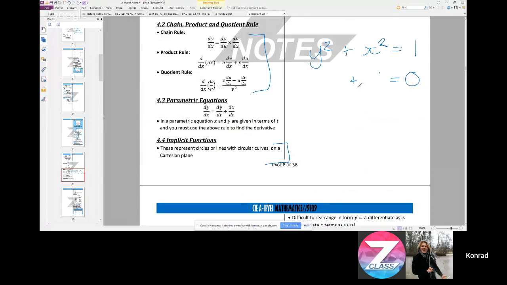No, it's 2x. Yeah? Oh yeah, when you differentiate, you bring the power down. Yeah, you kind of mixed up differentiation and integration there.